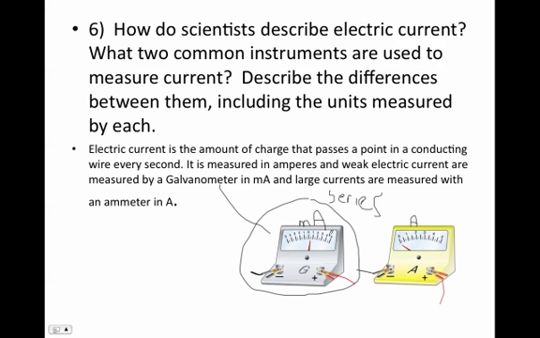What's the difference? How do you get from a milliamp to an amp? Difference of 1,000. So 1 amp, 1A, is equal to 1,000 milliamps. So weak electrical current, strong.